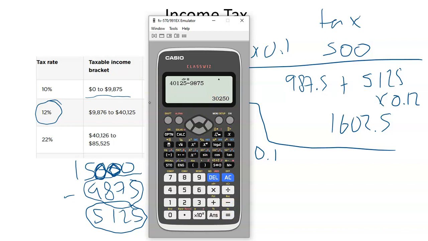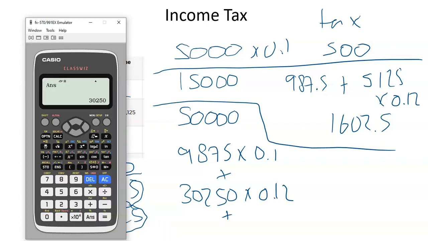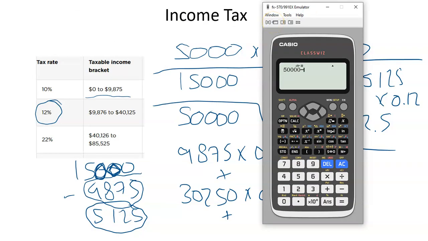That's the amount of money in this band if it's full, which it is because we've actually gone into the next band, times, well, actually, let's write that down, because we're writing it down as a calculation. So plus 30250 times 0.12 plus, and then the amount that we've got left is what we're going to pay 22% on. So get the calculator, and I had 50,000, take away the amount that we've already paid in the lower bound. So I missed off the 0, 0125.